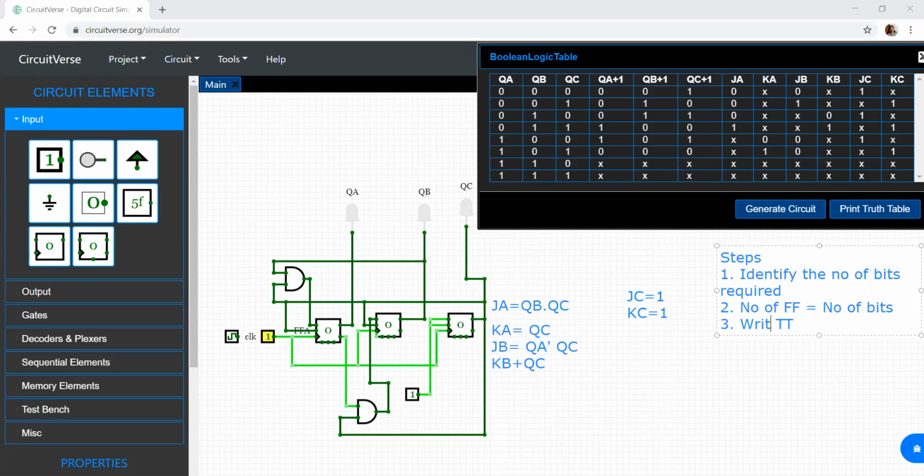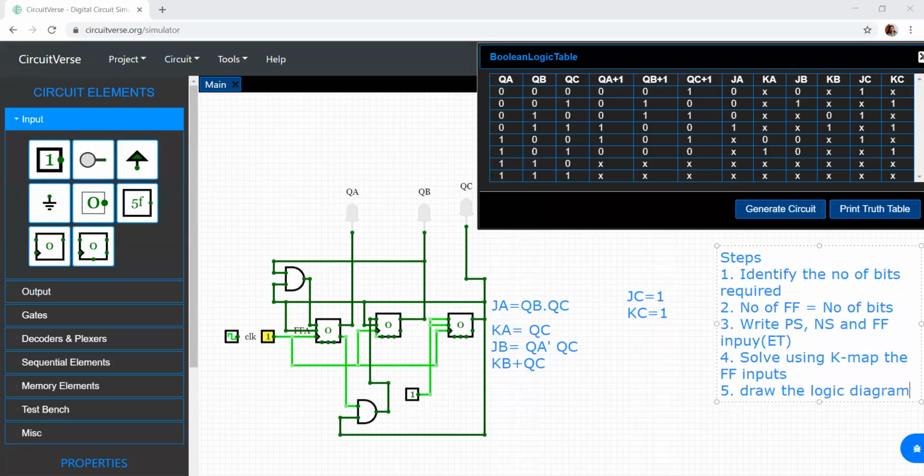I will write present state, next state and flip-flop input. Flip-flop input is written from the excitation table. Fourth step is solve the flip-flop inputs using K-map. Then draw the logic diagram. Fifth step will be draw the diagram. So that's all regarding your design of mod 6 counter using JK flip-flop.